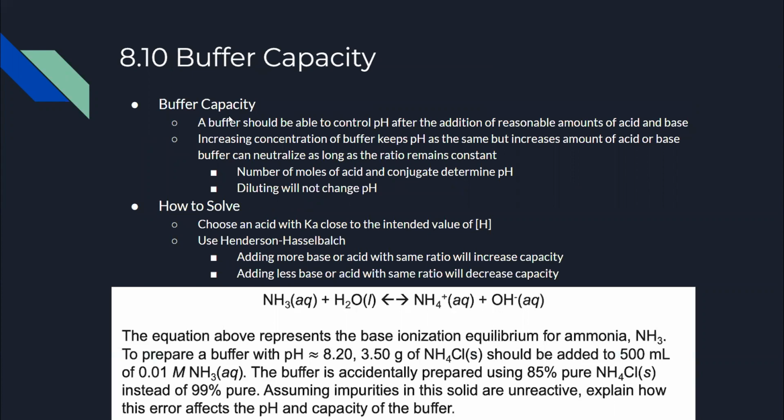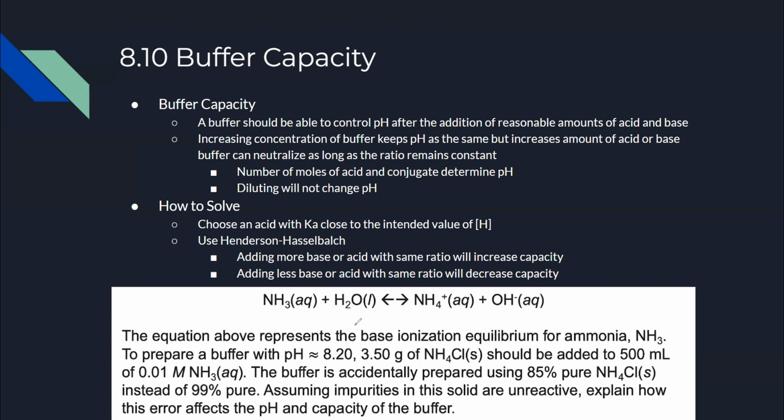8.10, buffer capacity. A buffer should be able to control its pH after the addition of reasonable amounts of acids and bases. Increasing the concentration of the buffer keeps the pH the same, but increases the amount of acid or base the buffer can neutralize, as long as the ratio remains constant. The number of moles of acid and conjugate base determine the pH, and diluting will not change the pH. So how do you solve problems like this? You have to choose an acid with the Ka close to the intended value of H concentration, and then use Henderson-Hasselbalch. Adding more base or acid with the same ratio will keep the buffer the same but increase the capacity, while adding less base or acid with the same ratio will decrease the capacity.